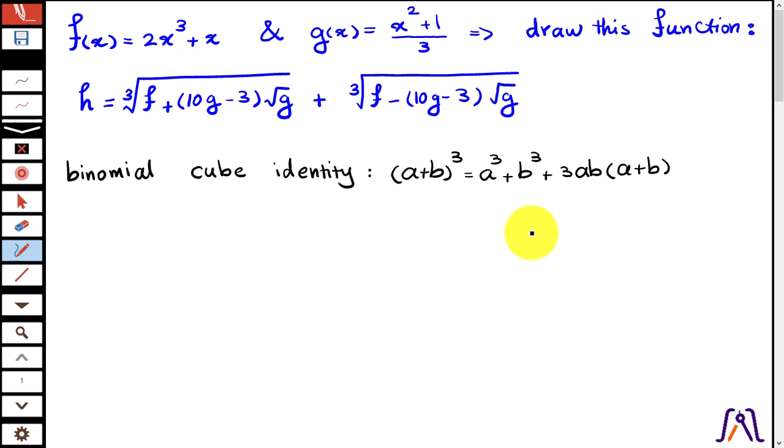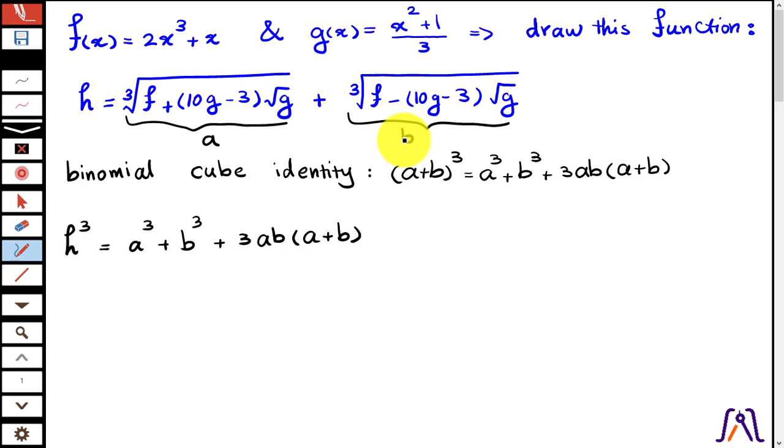Okay, now I'm going to call the first radical term A and the second radical term B. Now I'll follow the pattern of the binomial cube identity and raise both sides of the equation to the power of 3.